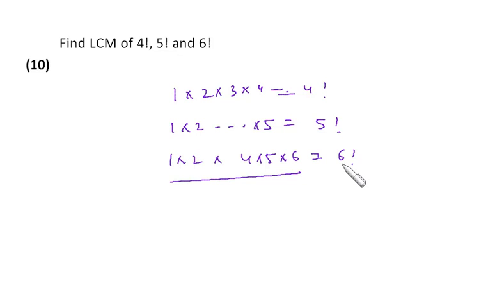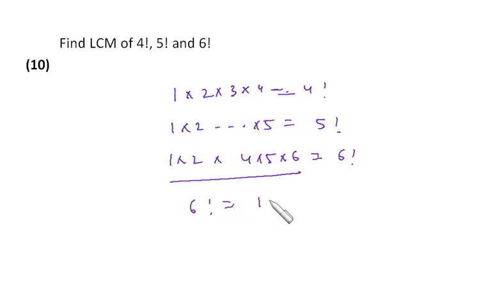So what will be their LCM? LCM of 4 factorial, 5 factorial and 6 factorial will be nothing but 6 factorial, right? Because 4 factorial and 5 factorial are already included in 6 factorial that we can see over here, right? So this number is divisible by 4 factorial as well. This number is divisible by 5 factorial as well. And this number is actually 6 factorial. So it's divisible by even 6 factorial, right?